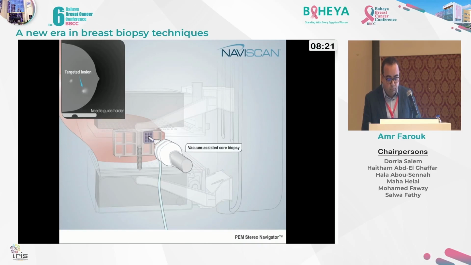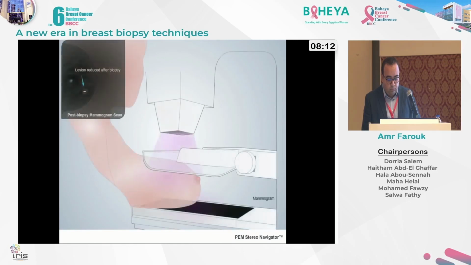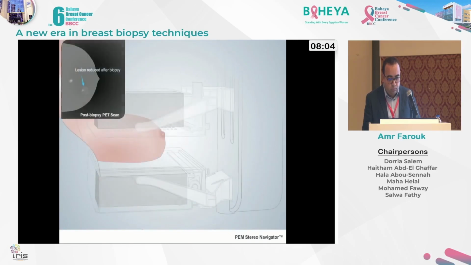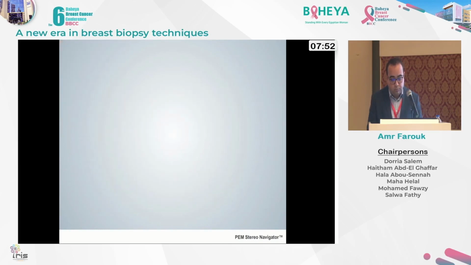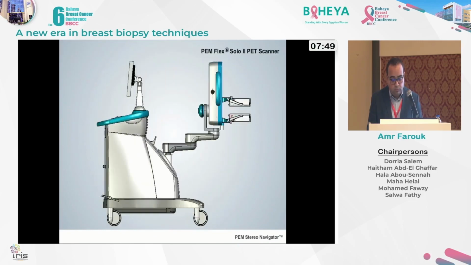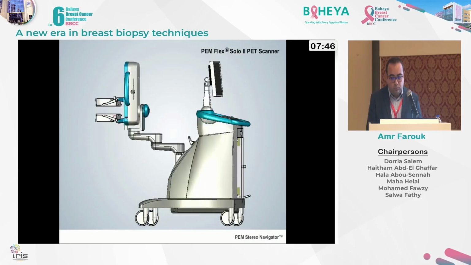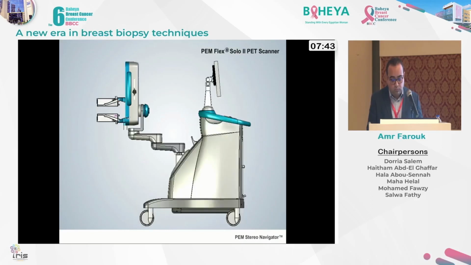Biopsy cores are extracted and a clip is placed at the biopsy site. A post-biopsy mammogram is recommended to document the placement of the clip. A post-biopsy PET scan can help assure the biopsy sampling is adequate, as can PEM imaging of the biopsy specimens. PEMFlex PET imaging can help guide the core biopsy and assess its effectiveness. You now have a way to identify and biopsy suspicious lesions using PET technology.